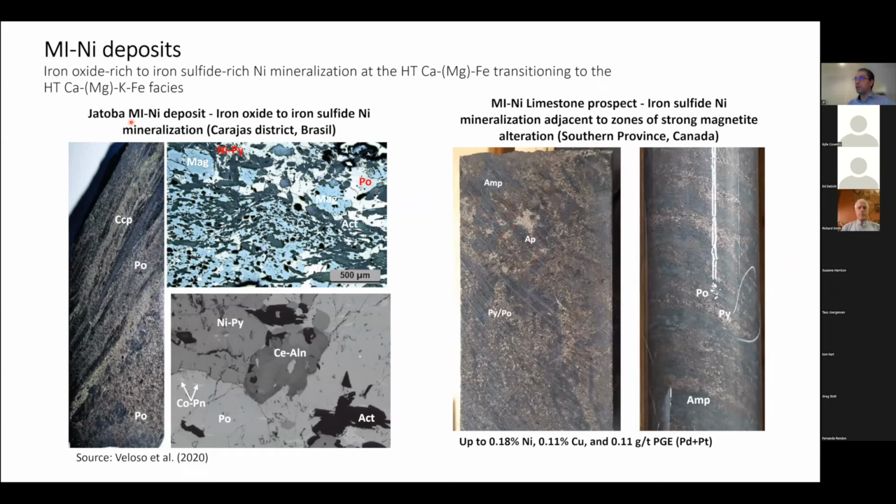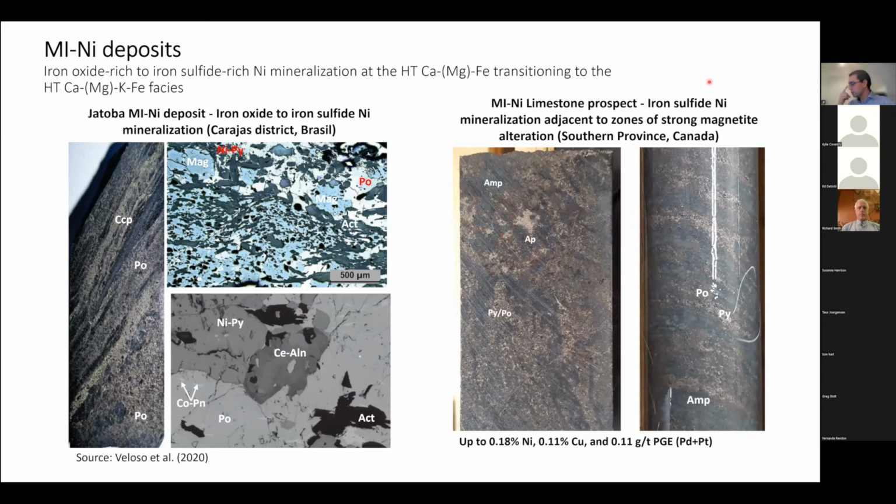There's another one in Brazil as well. It's named the Jatuba deposit. It's in the same district, the Carajás district, not that far away from the Jaguar deposit. Comparable style of mineralization, iron sulfide to iron oxide nickel mineralization.